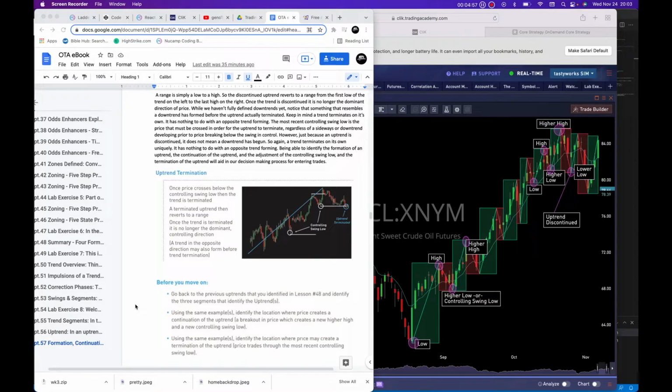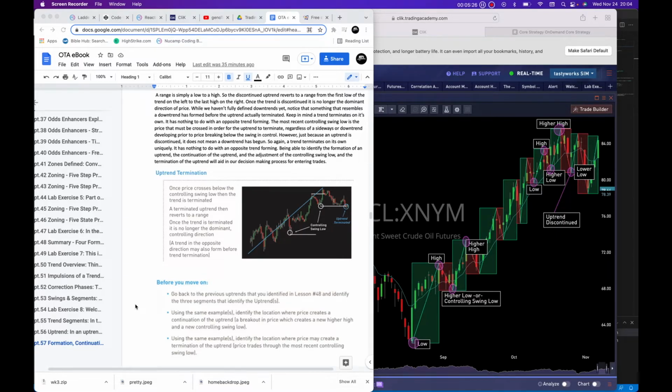Before you move on, go back and review previous uptrends that you've identified. Pull up a chart, identify a new uptrend, and practice identifying the three segments that identify the uptrend. Using the same chart, identify the location where price creates a continuation of the uptrend, which is a breakout in price, which creates a new higher high and a new controlling swing low.